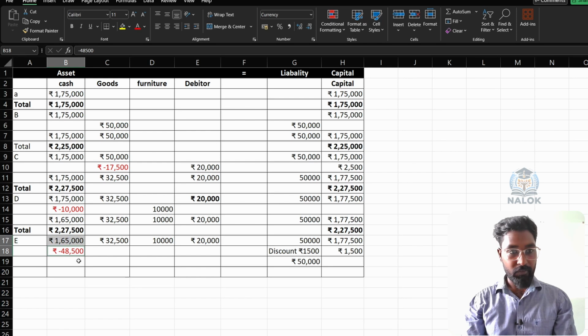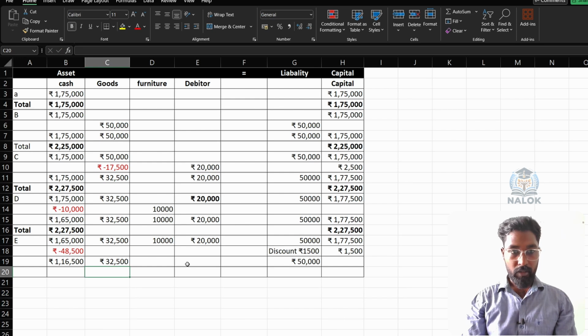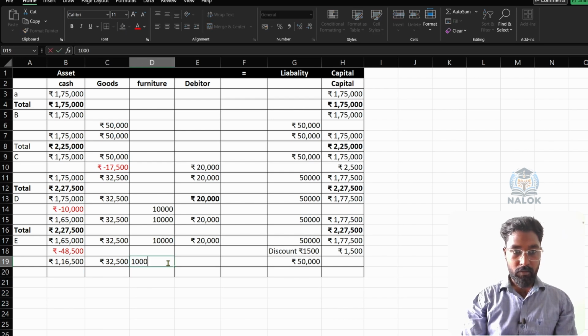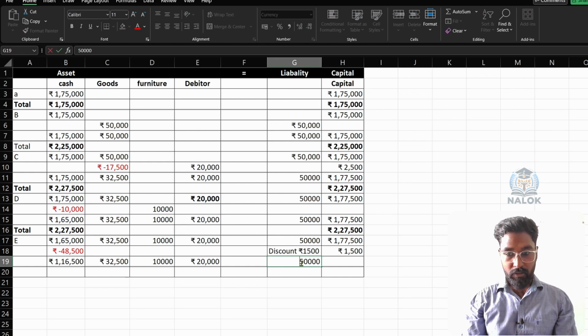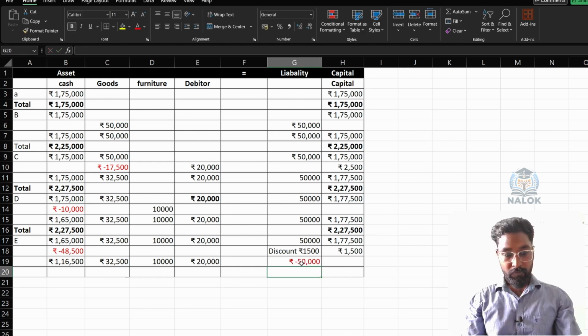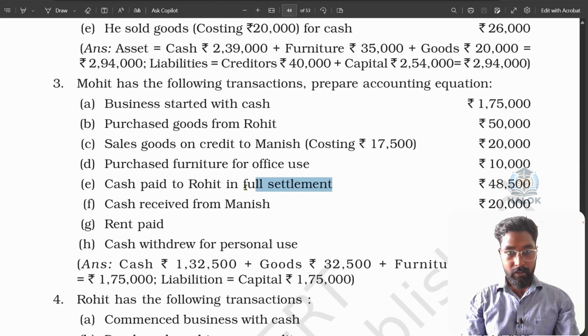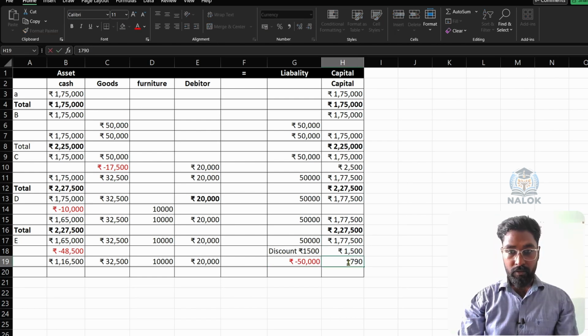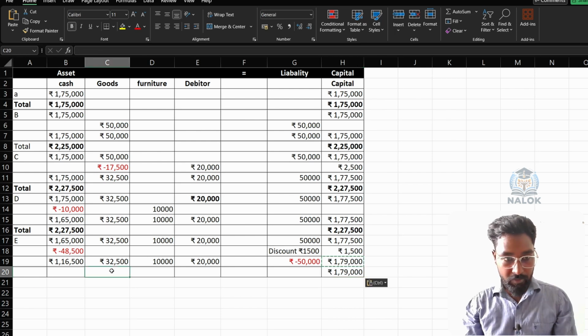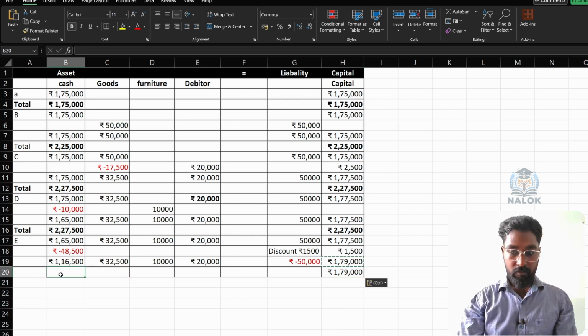So now 1,65,000 minus 48,500 comes around 1,16,500. Goods section is not yet affected. Furniture section is also not yet affected. The debtor is also not yet affected. Now the 50,000 is going to be minus because the full settlement has been done. There is no liability to the business. 1,77,500 plus 1,500 comes around 1,79,000. So this is going to be the total. When we calculate all the assets, it also comes around 1,79,000.